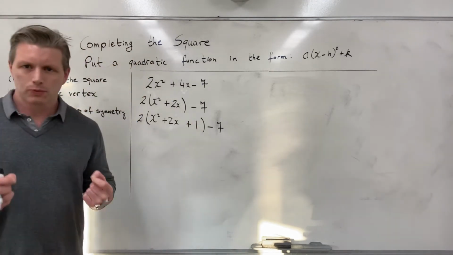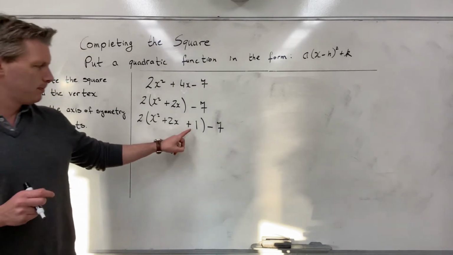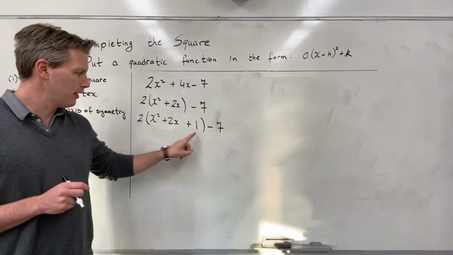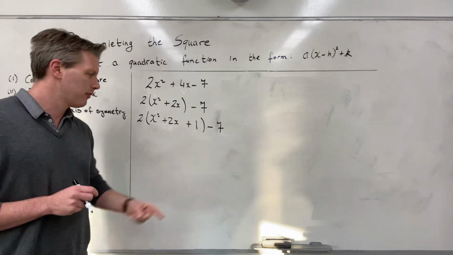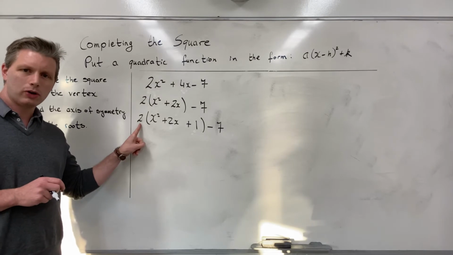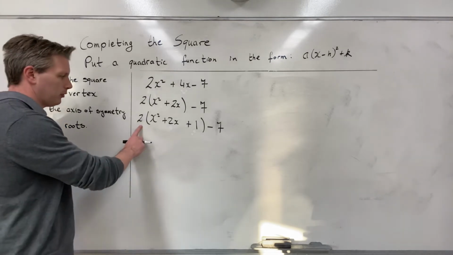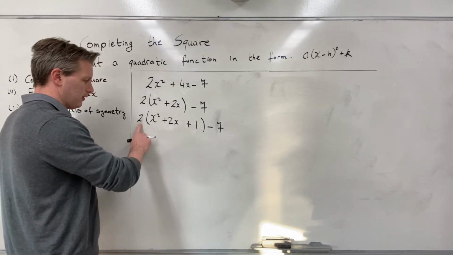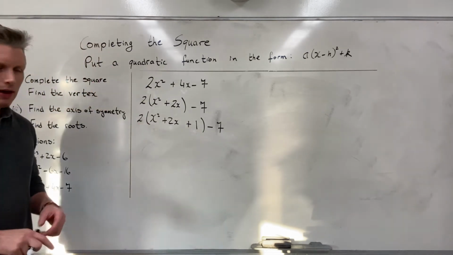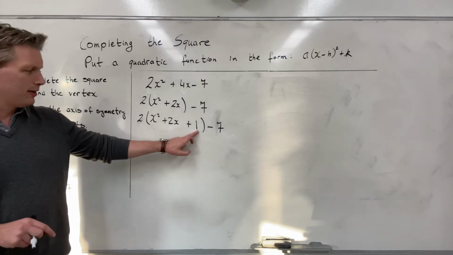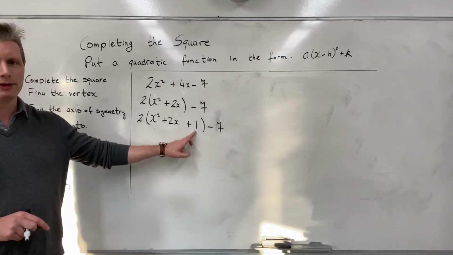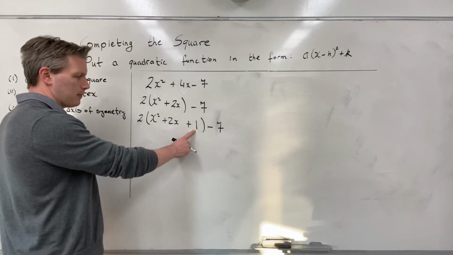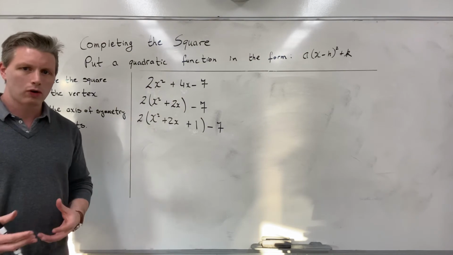And now this is just where you need to be careful. You might be tempted to subtract 1 here from the negative 7 because I added 1 here. However, there is a leading term here of 2. And this 2 multiplies to every term inside these parentheses. This is 2 on everything inside these parentheses. And so this 1 is really 2 times 1, which is 2. And so when I add a plus 1 here, I'm really adding 2 overall to the function.